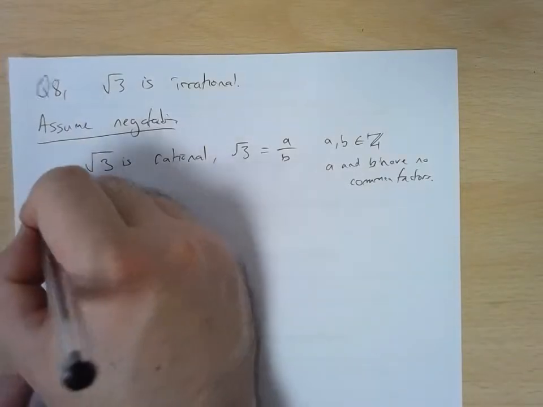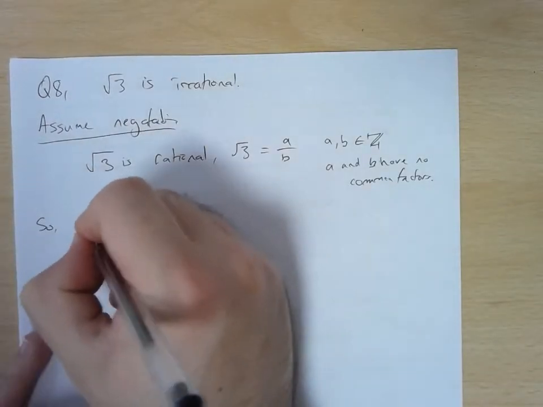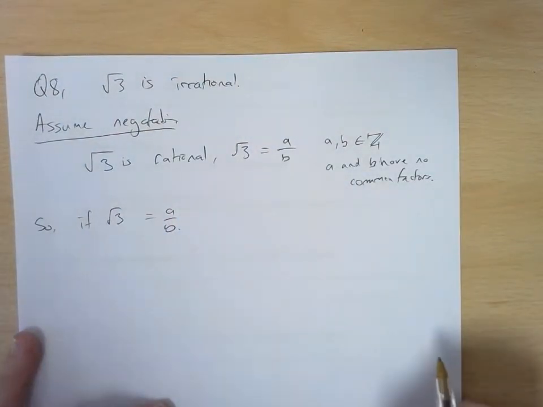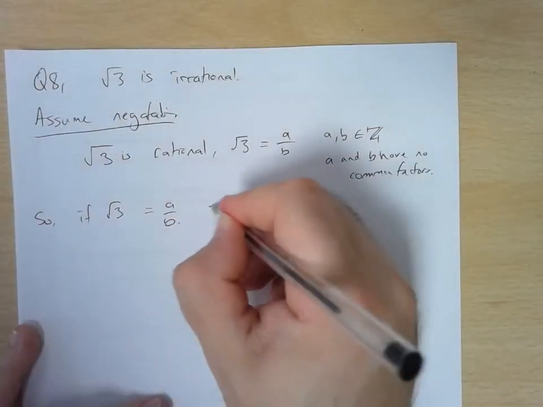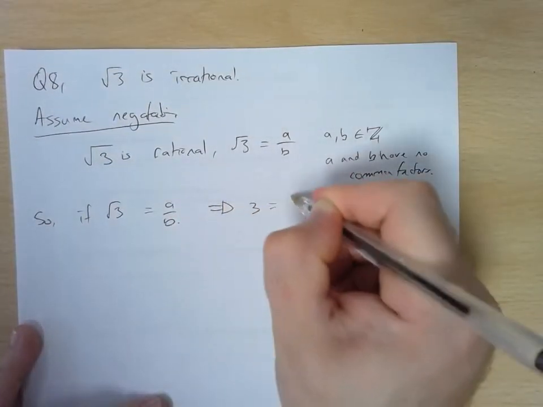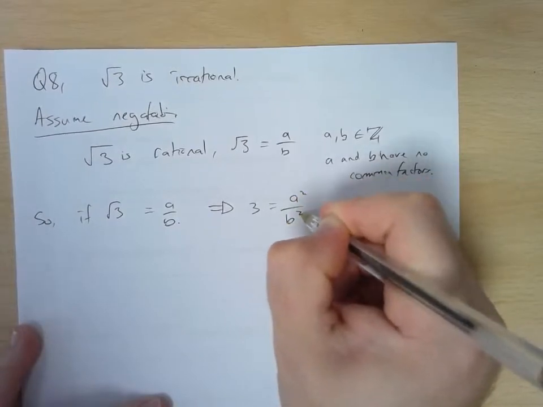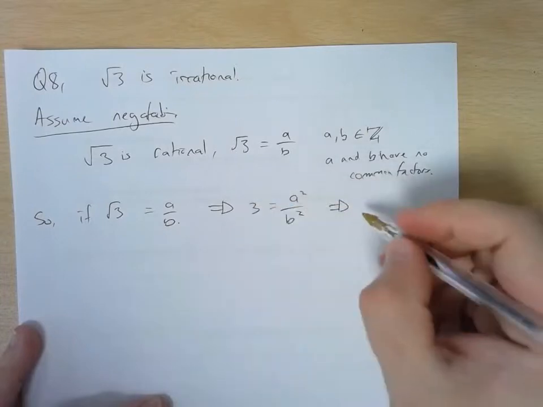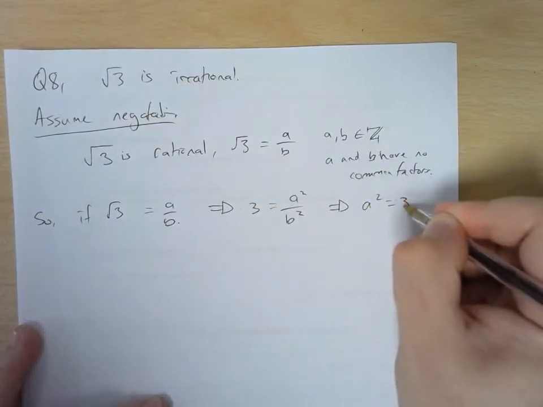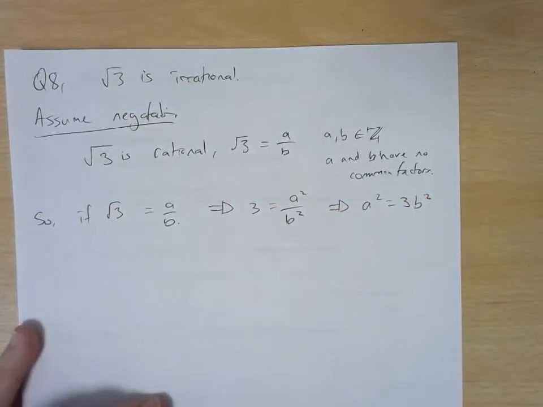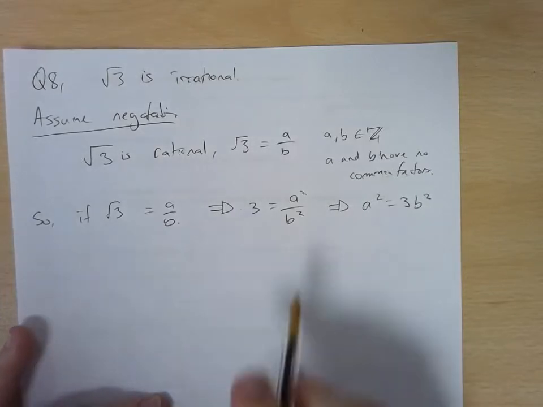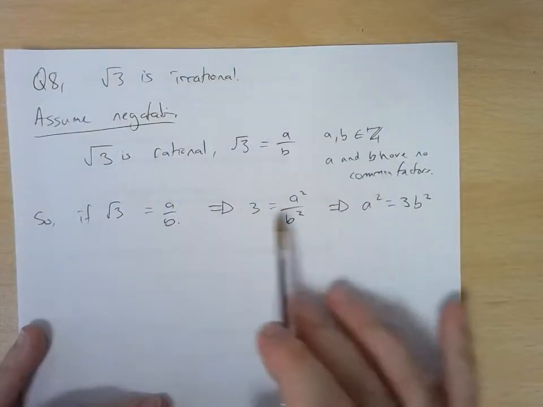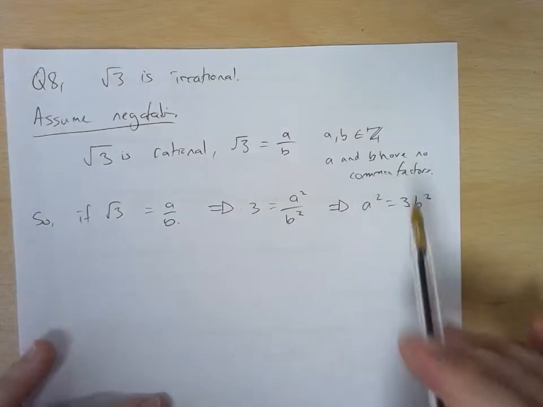So if root 3 equals a over b, then we can write it as 3 is a squared over b squared, which then means we can write it as, by multiplying up here, a squared is 3b squared. So all we've done here is a little bit of rearranging. We've squared both sides, so we've multiplied up and we've changed it round to make it look like this.